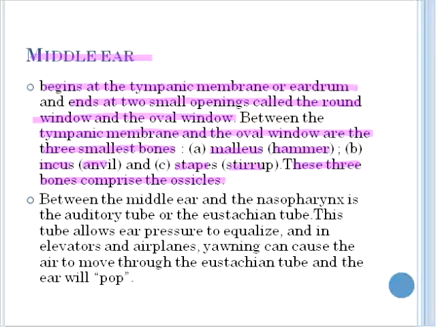Between the middle ear and the nasopharynx is the auditory tube, or eustachian tube. This tube allows air pressure to equalize, and in elevators and airplanes, yawning can cause the air to move through the eustachian tube, and the ear will pop.